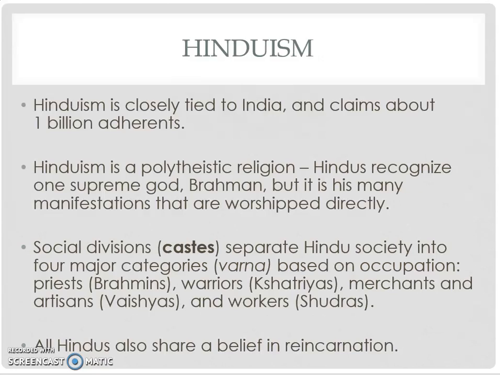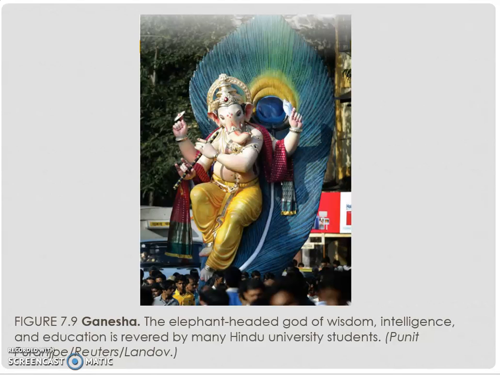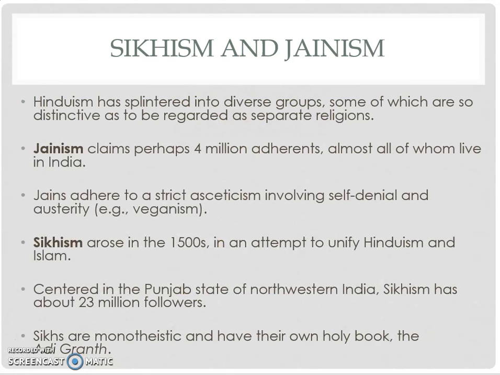Okay, Hinduism, social division and castes, closely tied to India. A polytheistic religion, believing in many gods, recognizing one supreme God. All Hindus share a belief in reincarnation. Sample there. Jainism and Sikhism, forms of Hinduism. Jainism claims 4 million adherents. Sikhism arose in the 1500s to attempt to unify Hinduism and Islam.